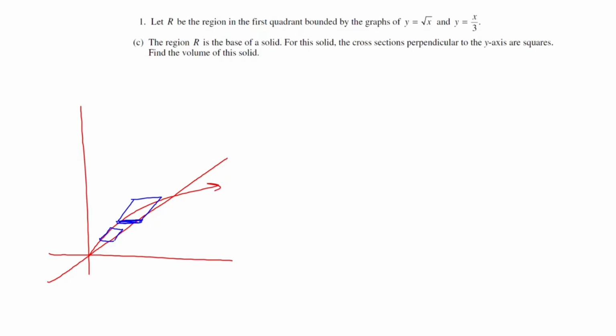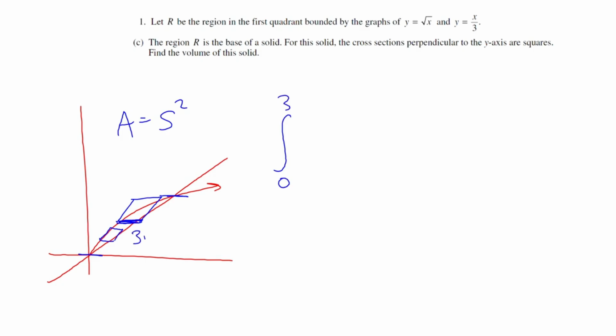And so the area of each of those squares is just the side length squared. And all we have to do is integrate the side length squared from the bottom to the top, from 0 to 3. So we're going to integrate from 0 to 3 the side length squared. Well, we already found that side length.